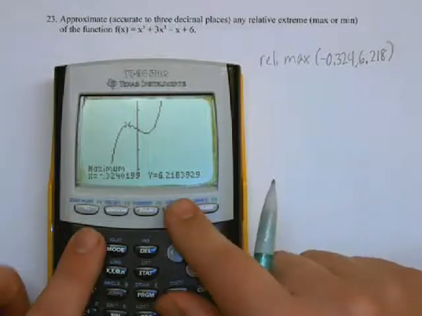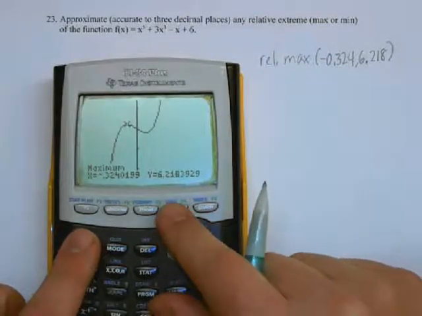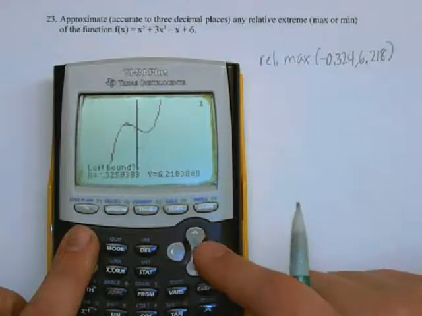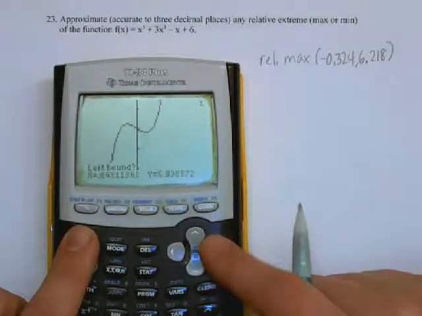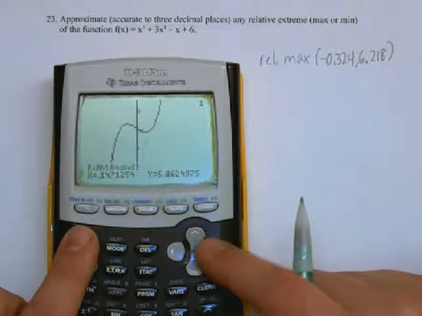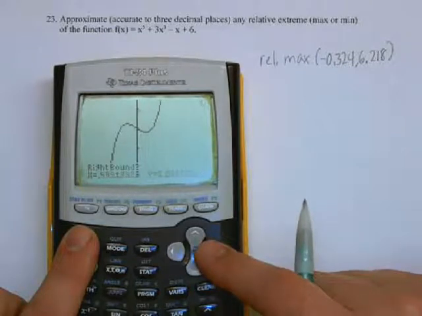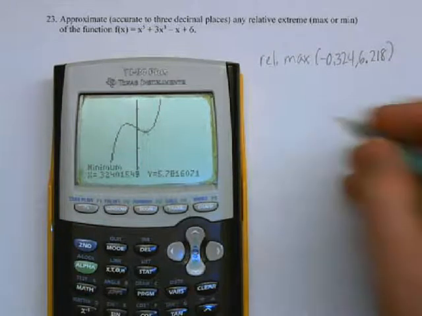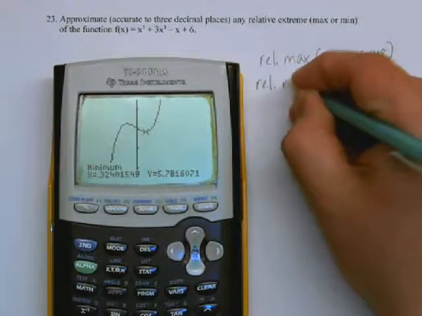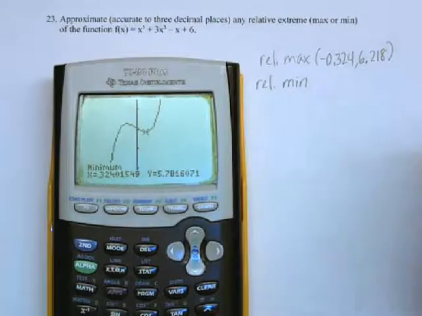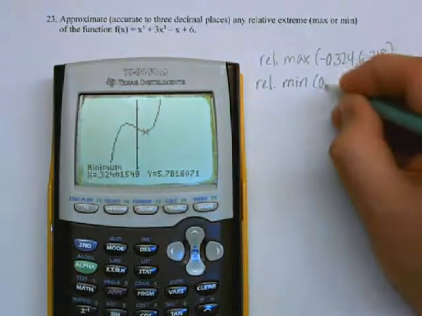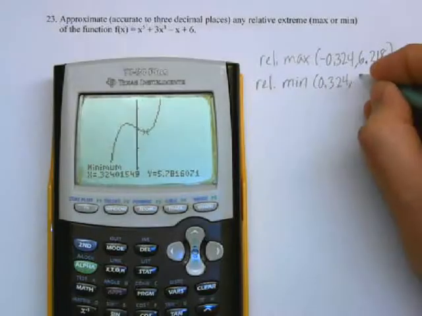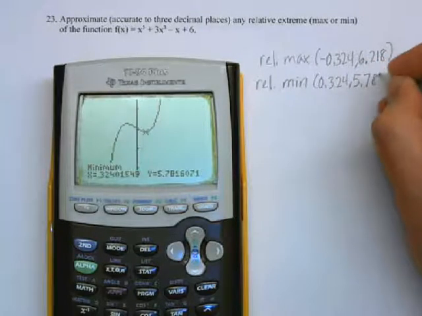Then for the relative minimum, I'll once again go to second trace. I'll choose minimum. Left bound, right bound, guess. And so my relative minimum occurs at 0.324 and 5.782.